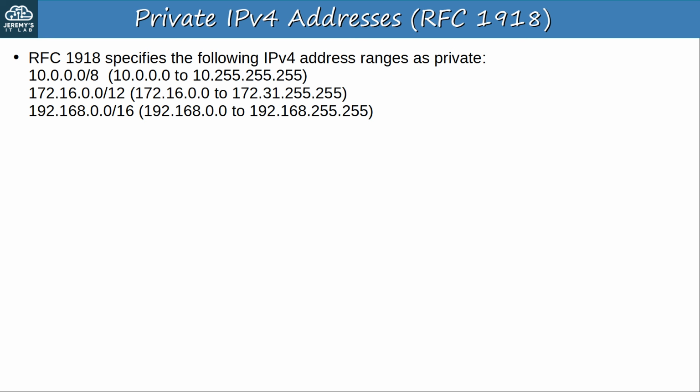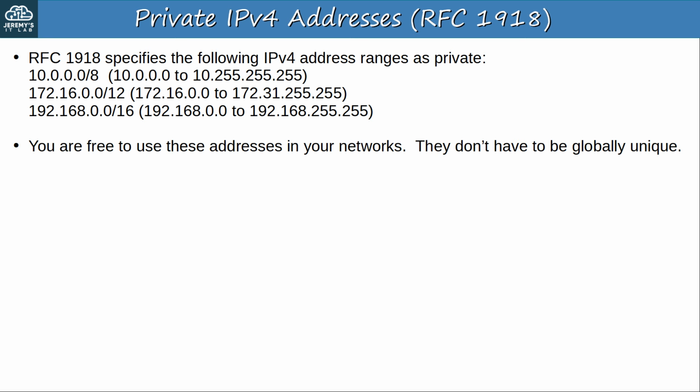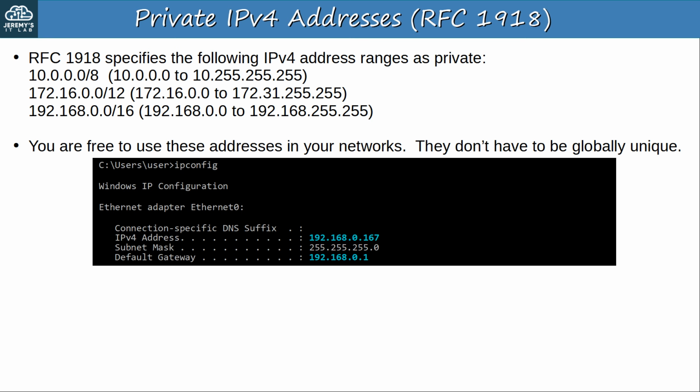So those are the private IPv4 address ranges. You are free to use these addresses in your networks. They don't have to be globally unique. In fact, if you're watching this video from a PC in your home, it's almost certainly using a private IP address. For example, my PC has the IP address 192.168.0.167, and its default gateway, my router, is 192.168.0.1. Your PC might have the exact same IP address as mine, or at least it might be in the same subnet, 192.168.0.0/24.